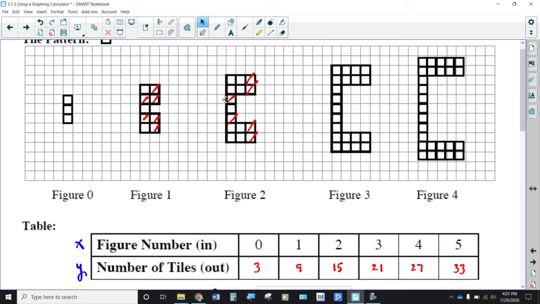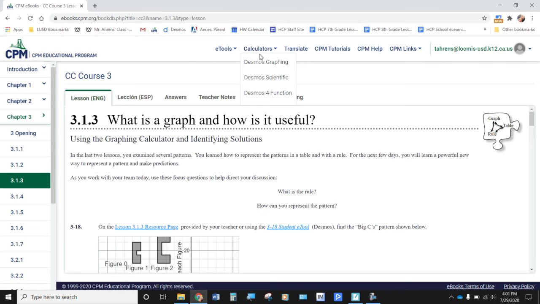Okay. So now let's go to our Desmos calculator and I'll show you how this works. We're going to go to a decimals graphing calculator.